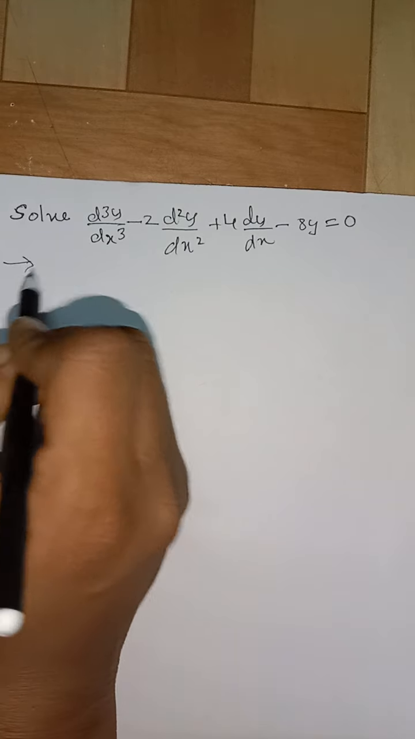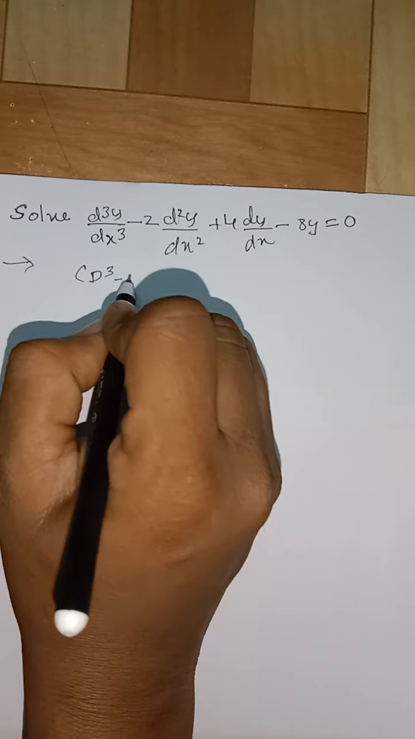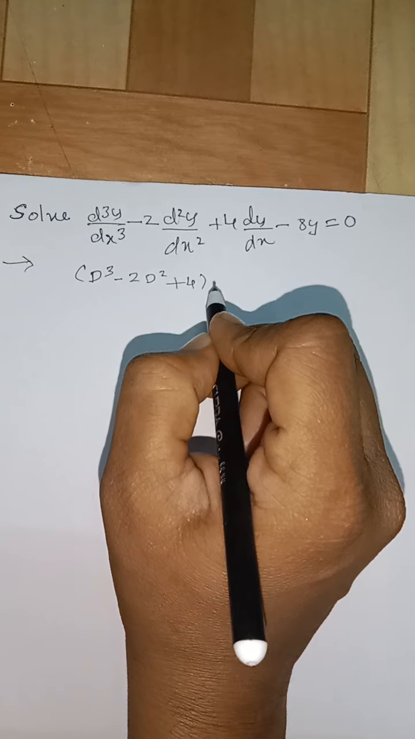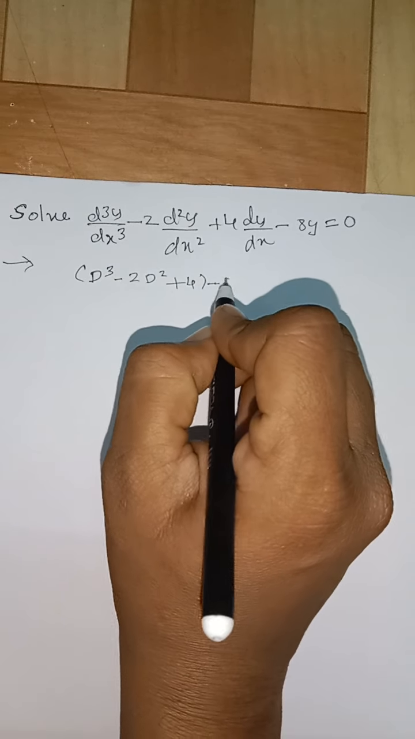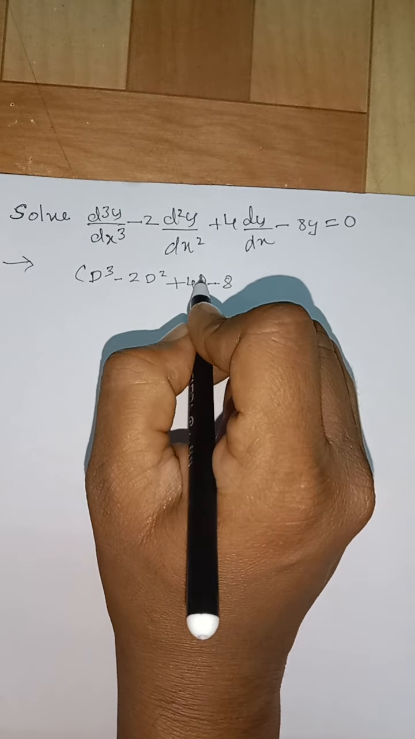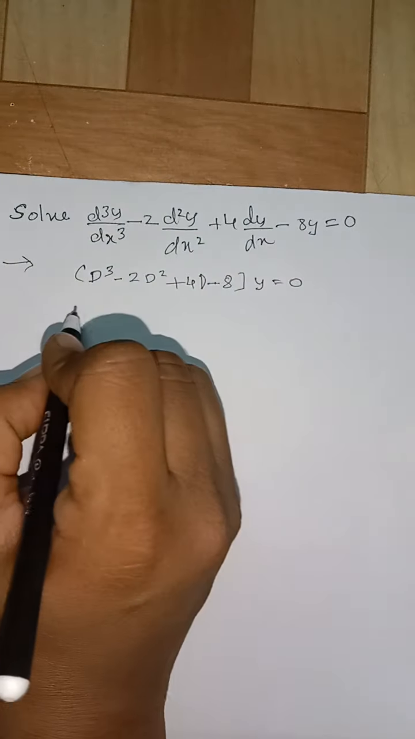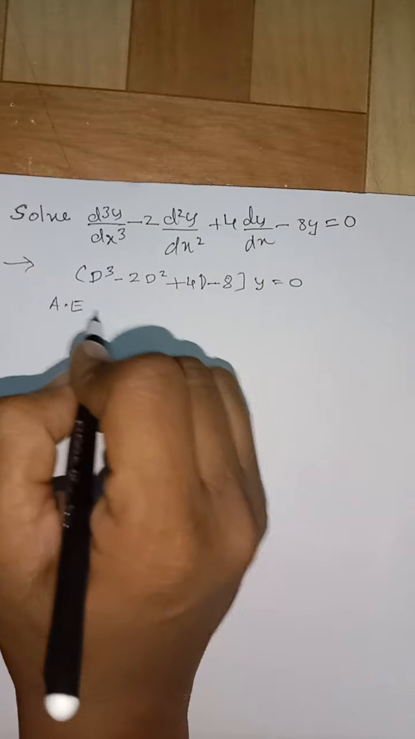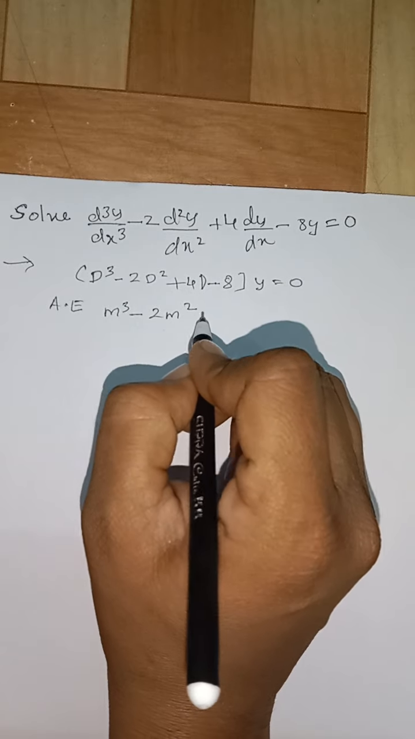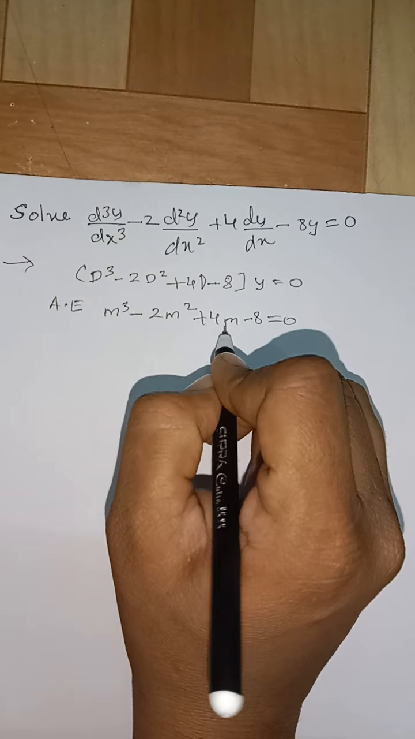So let us write in terms of operator. This will be d cube minus 2 d square plus 4d minus 8 into y equals to 0. So what will be the auxiliary equation? Auxiliary equation is m cube minus 2m square plus 4m minus 8 equals to 0.